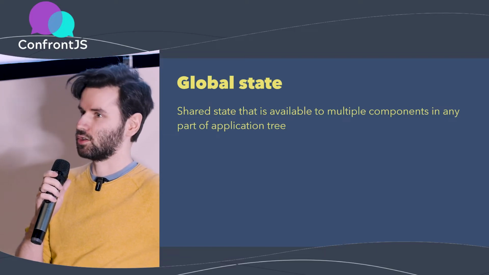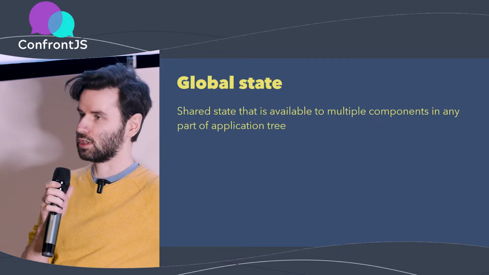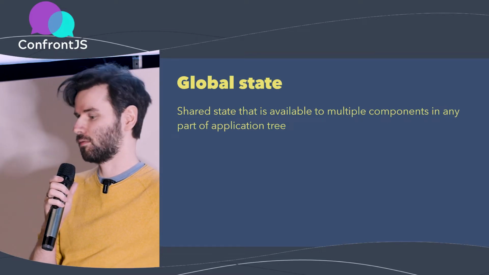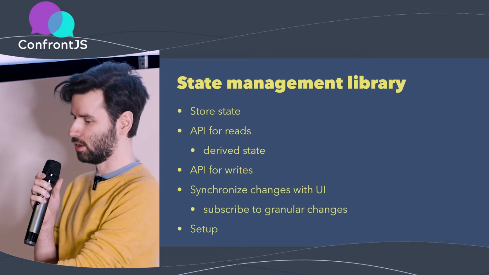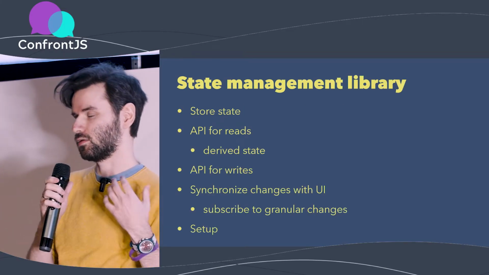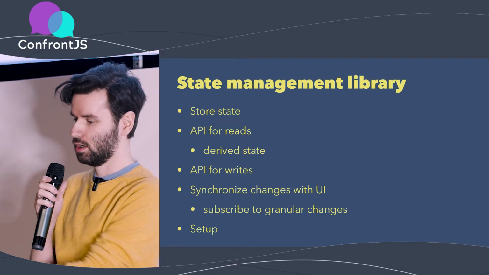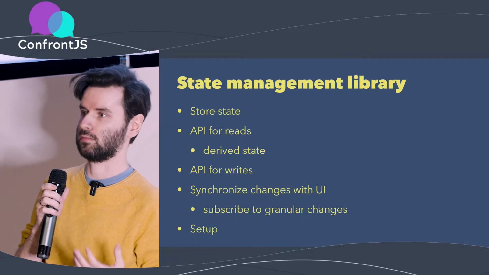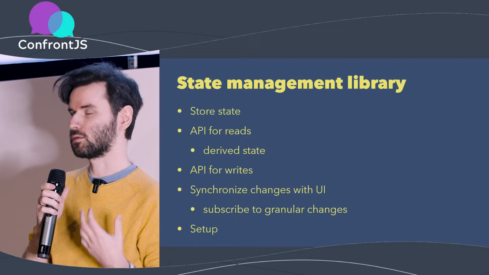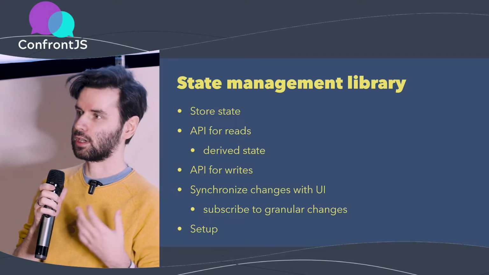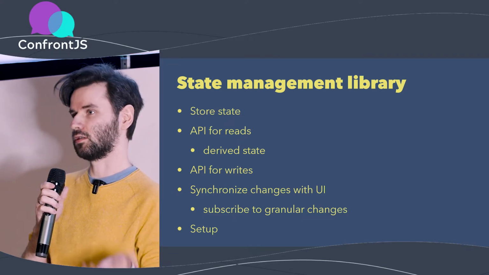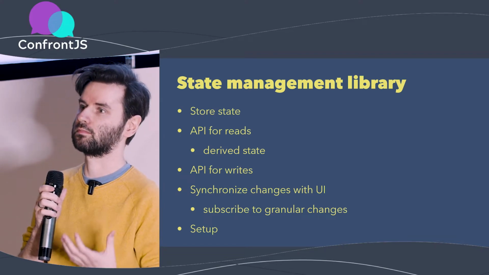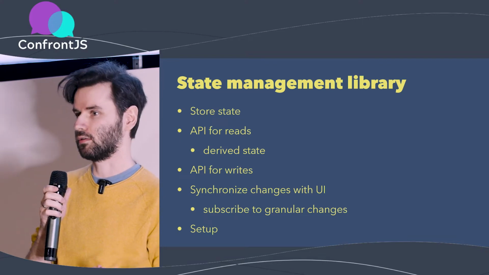Global state is shared state between multiple components anywhere in your application. So that's really simple, but it requires a lot from your state management library. It needs to store data somewhere. We need some API for reading this state, and not only the whole value that we put inside, but sometimes we need to derive some state. Maybe we have a query string in our state in one place and a list of products in another. So we want to be able to calculate the filtered list of products.